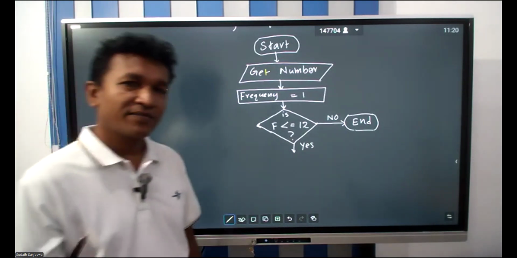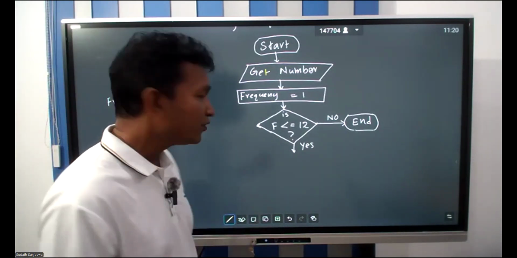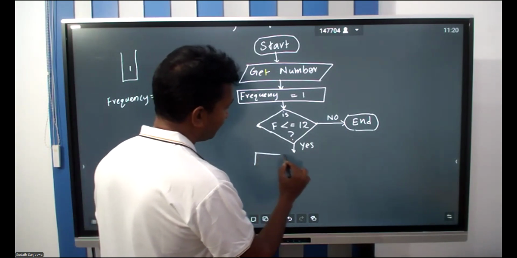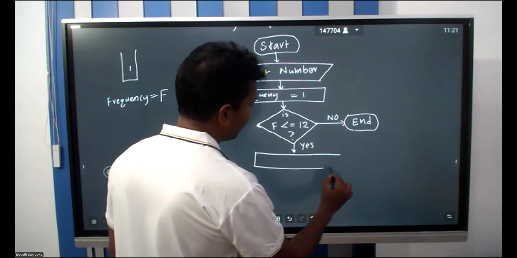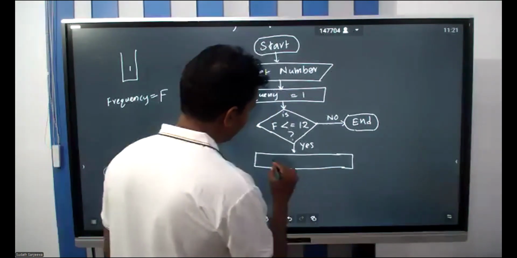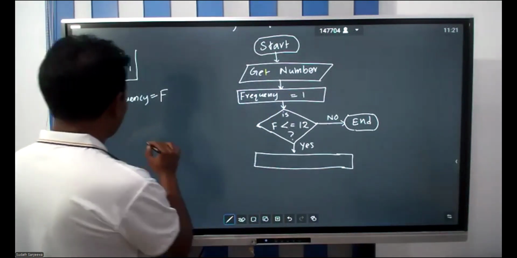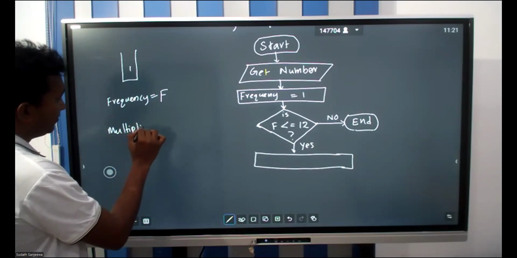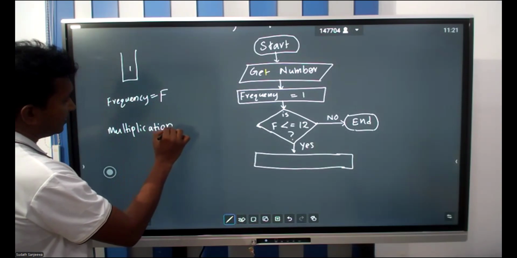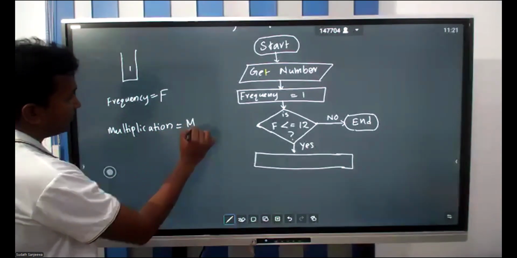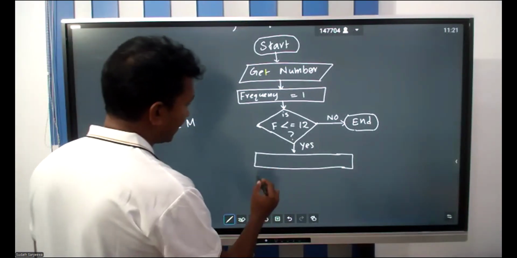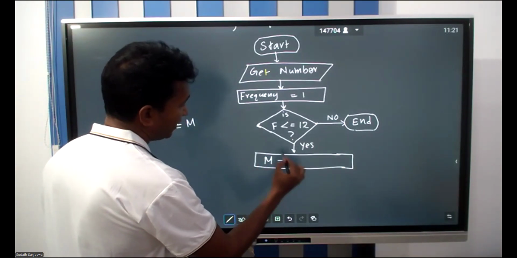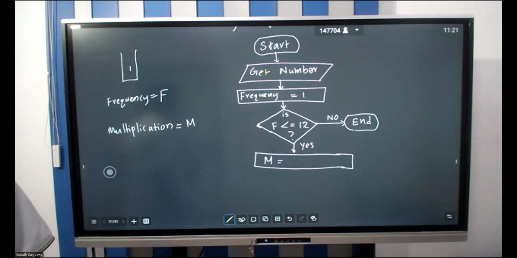Before that, I want to do something. What? I want to calculate the multiplication, right? Multiplication. I name it as M, right? I'm going to find M. Multiplication. How do we find it?